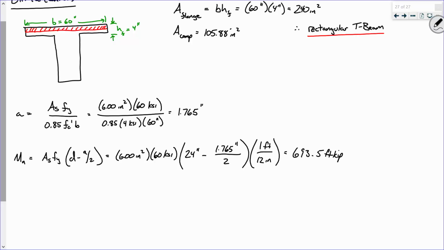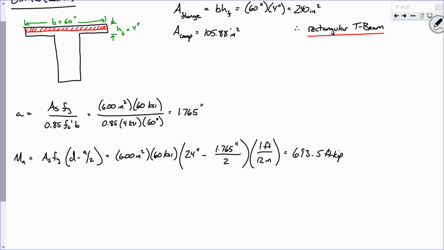So now you tell me. What do we need for phi? What's the step-by-step? It's tension or compression controlled. And to make the determination of whether or not it's tension or compression controlled, what value do we need to compute? The strain in the steel. We need the strain in the tension region.